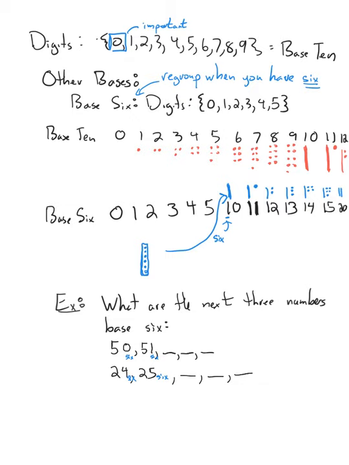And then let's do 5, 4 base 6, 5, 5 base 6. What are the next 3 numbers?